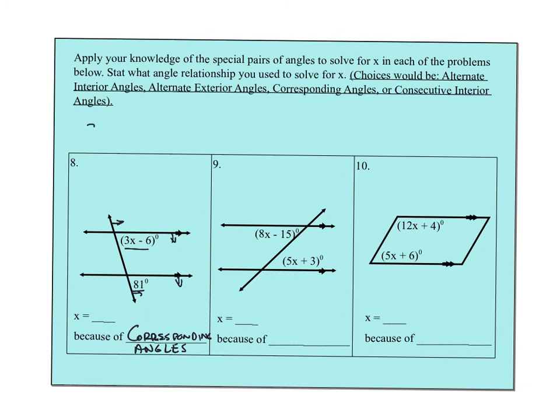So that means 3x minus 6 is going to be equal to 81. So add 6 to both sides. So that's going to be 87. So a little division by 3. Okay, and you're going to get x equals 29.